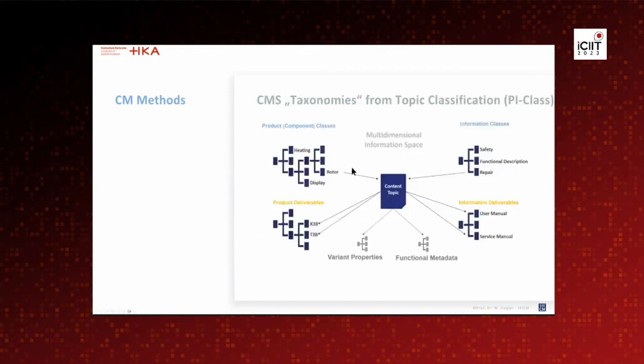So the secret behind the topic is not only that it's a content chunk, but that it's associated with a set of metadata. And there are certain methodologies for how this metadata can be assigned. One of the pretty common and often used is something I call the PI classification, which just means you figure out the component which is described inside a topic. It could also be a software component or a software function, so in a virtual way.